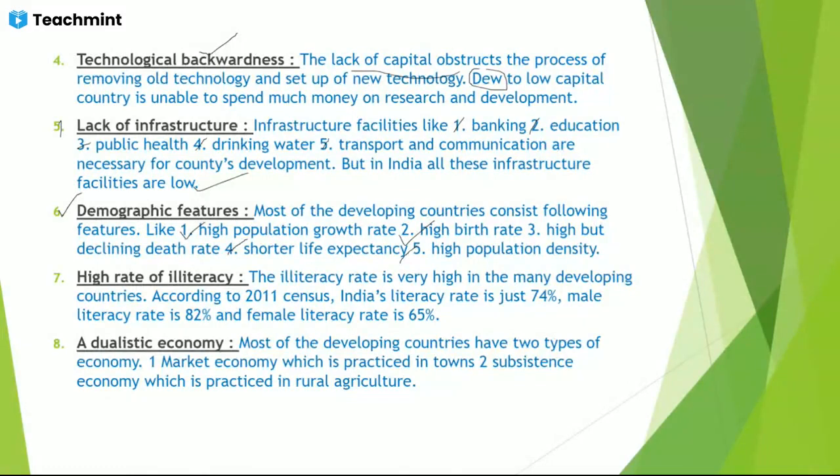And the seventh point is high rate of illiteracy. Clearly observe here the word illiteracy. It's the opposite of literacy. Literacy means educated people. Illiteracy means uneducated people. The literacy rate is very high in many developing countries. Okay, so just correct it here. The literacy rate is not high, it is very low in many developing countries.